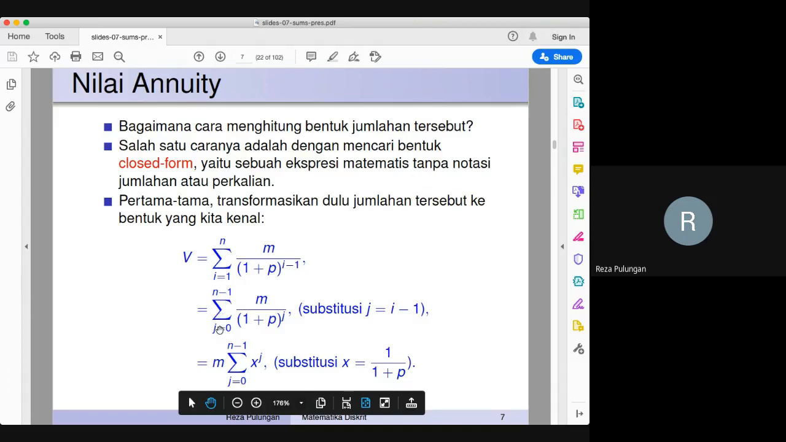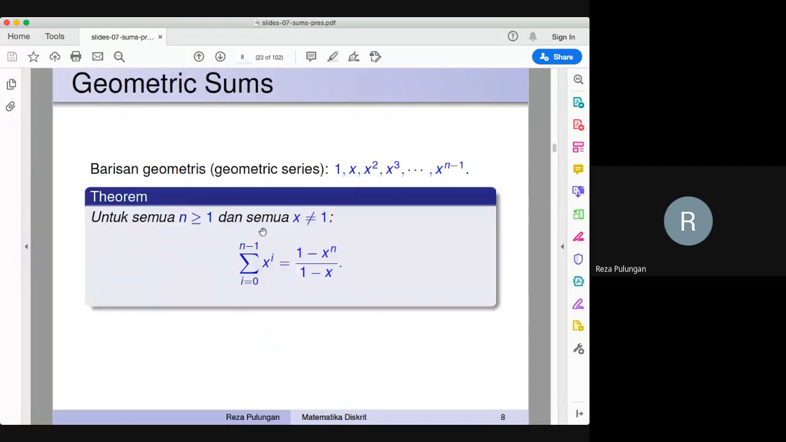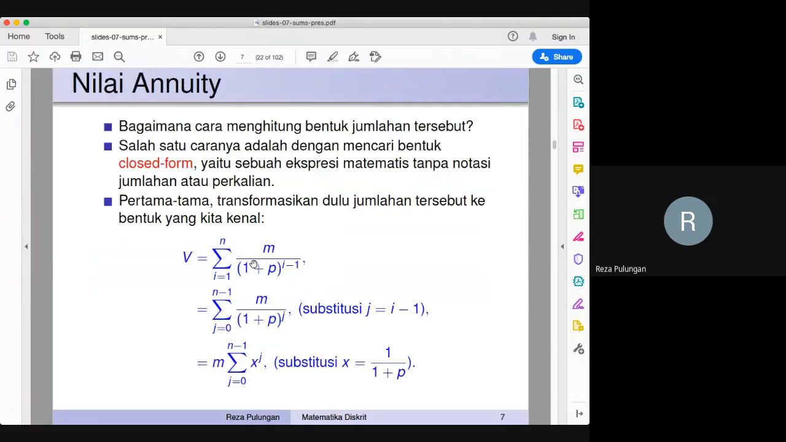The sum from j equal to 0 until n minus 1, m divided by 1 plus p to the power of j. Why do we have here to the power of j? Because we substitute j is equal to i minus 1. This is i minus 1, so the whole thing becomes j. You see? So this is okay right now. We are getting closer to this form, but it is not enough yet.